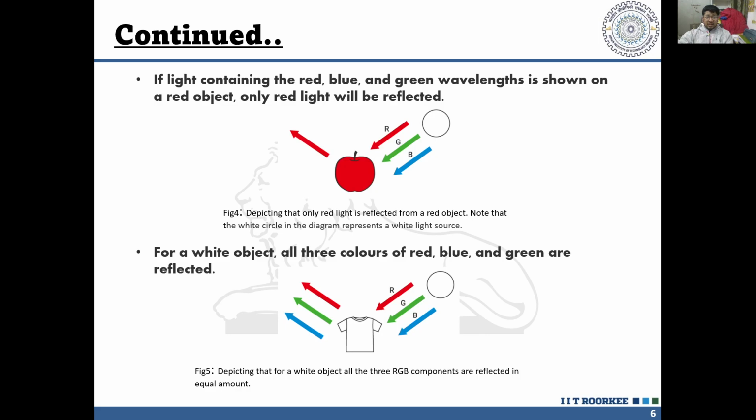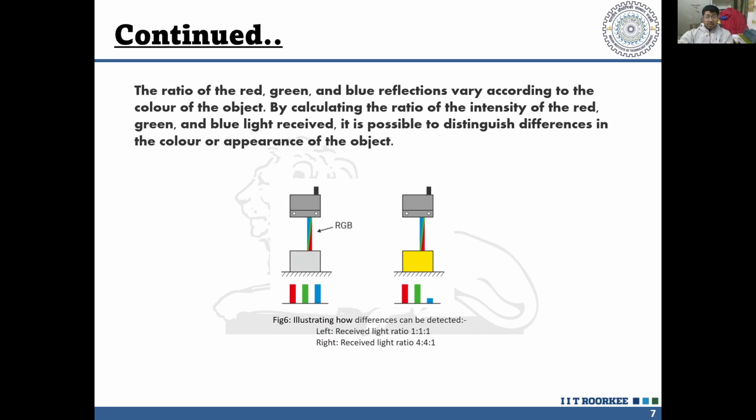If light containing the red, blue and green wavelength is shown on a red object, only red light will be reflected. For a white object, all three colors of red, blue and green are reflected. The ratio of red, green and blue reflections vary according to the color of the object. By varying the ratio of the intensity of the red, green and blue light received, it is possible to distinguish differences in the color or appearances of the object.